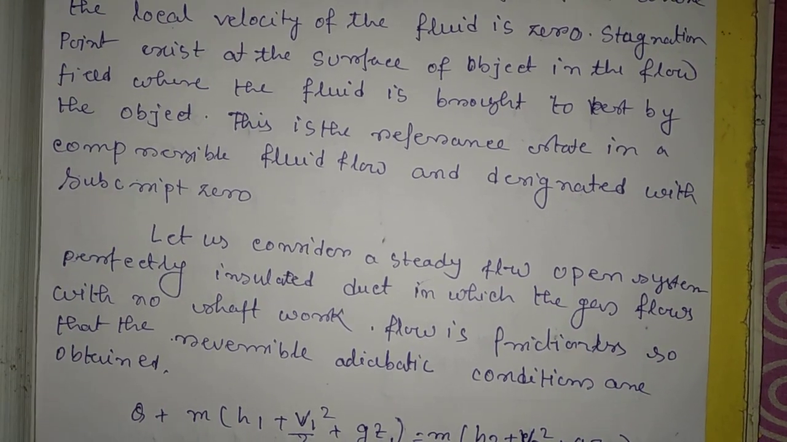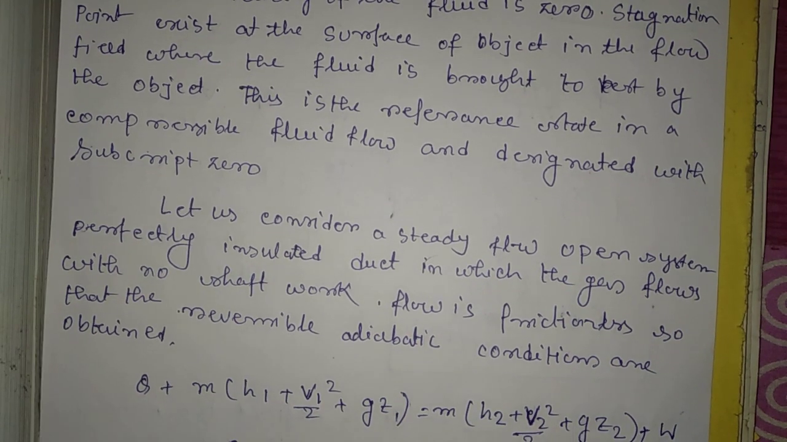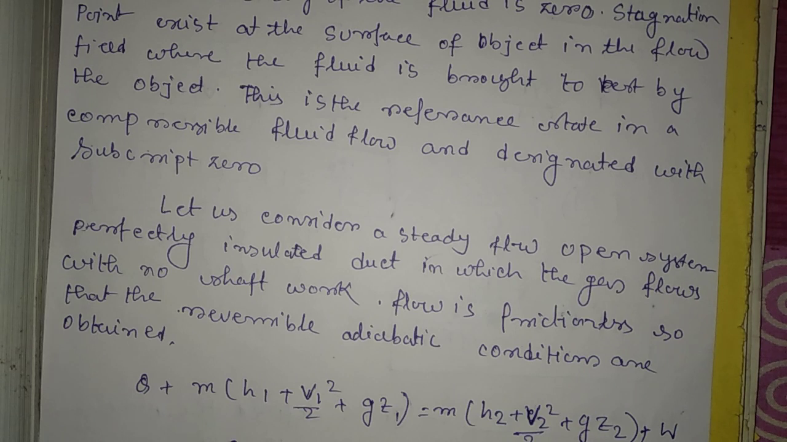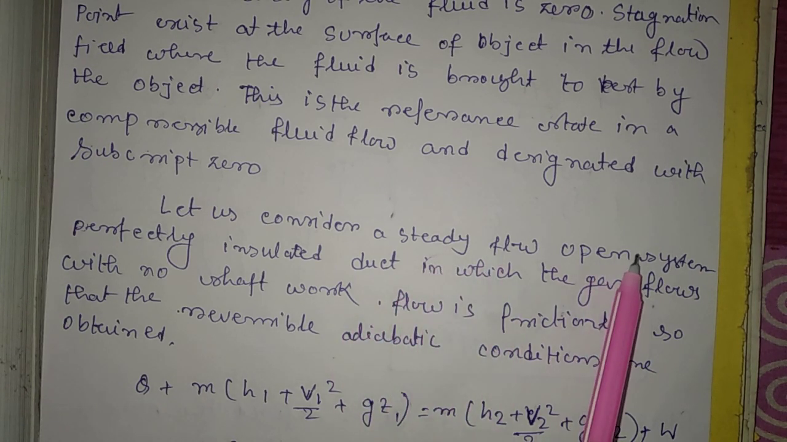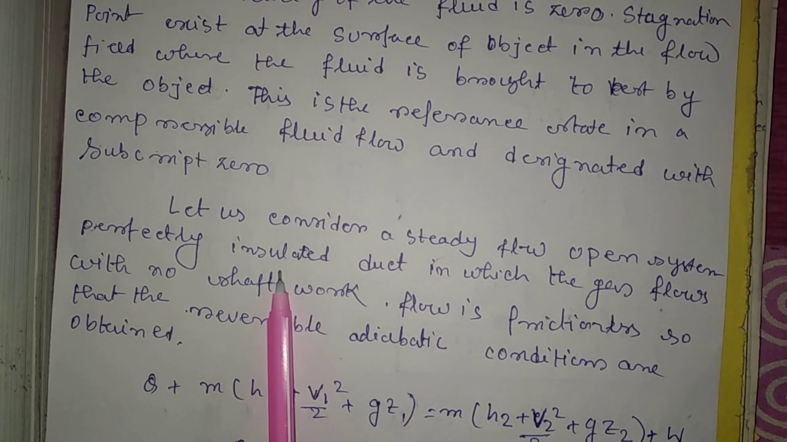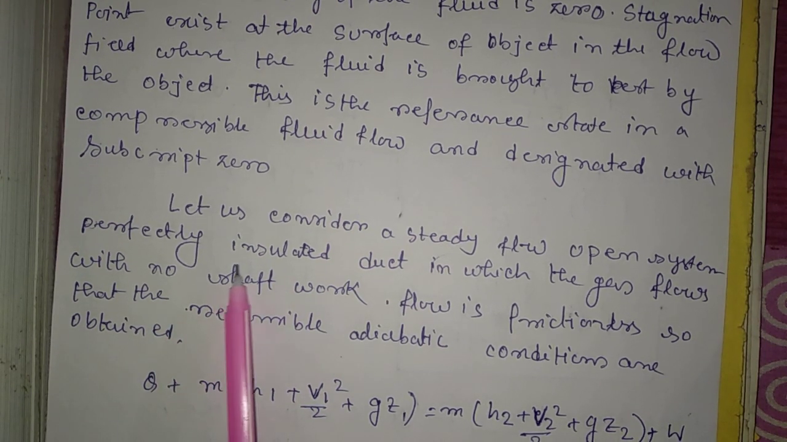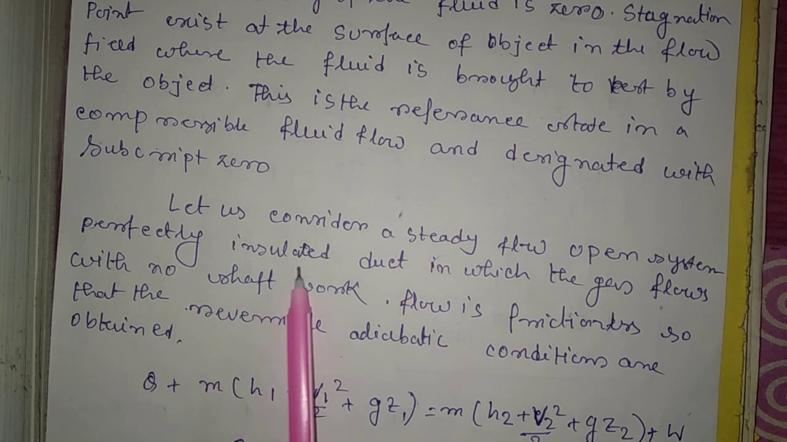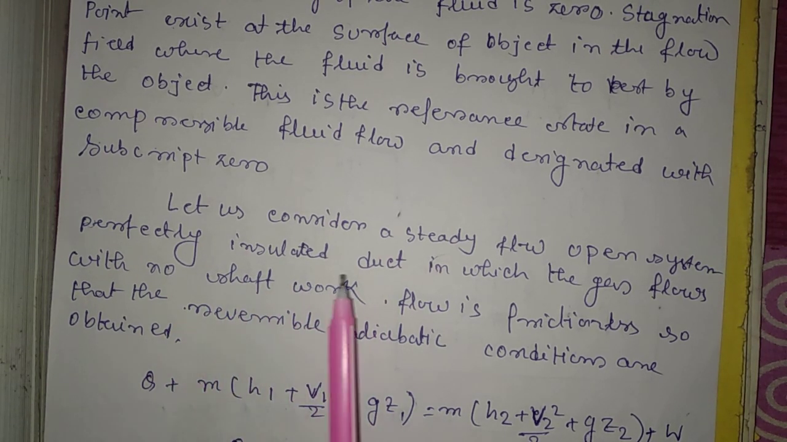Now let us consider a steady flow open system. As you know from the first law of thermodynamics in your chapter, the first law applied to the flow process gives the steady flow energy equation, which you have already gone through. Here we consider a steady flow open system that is perfectly insulated. That means no heat transfer takes place from the surroundings to the system or from the system to the surroundings.